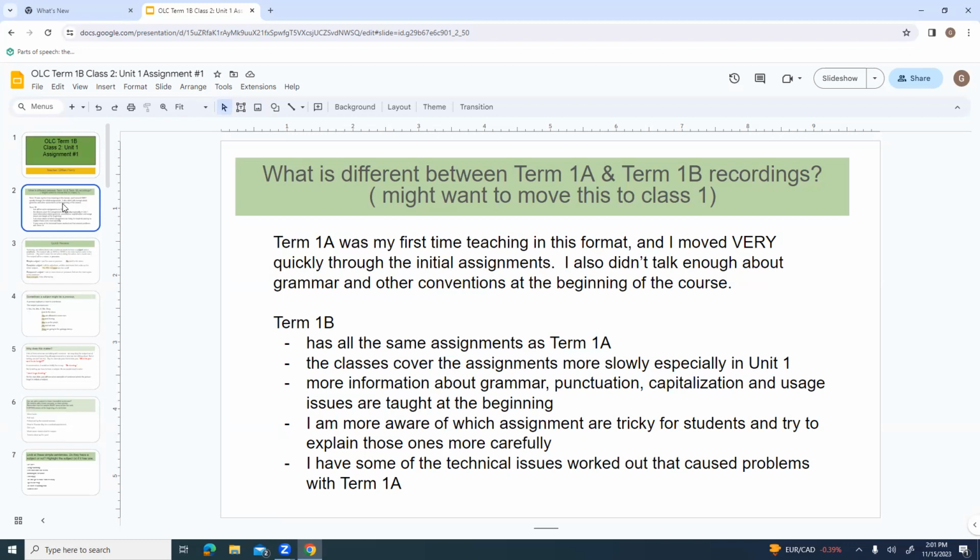I also try to make sure more information about grammar, punctuation, capitalization, and usage is being taught at the beginning rather than at the end. I'm also becoming aware of which assignments are tricky for students, and I try to explain those ones a little more carefully. I also think we had some technical issues during the first term, and I think I've got those worked out. So you could easily watch either, but they don't follow the exact same format. I cover different assignments at different times, but they are all there, okay?